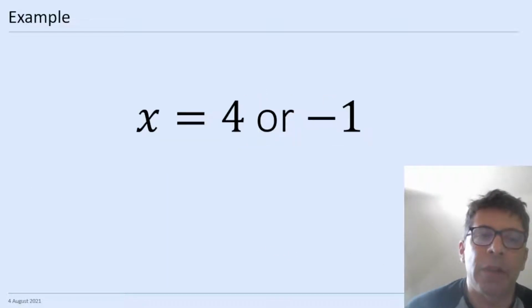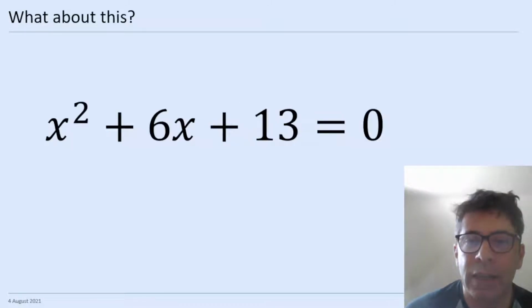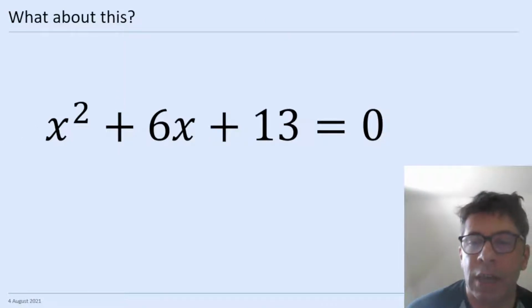If it's plus, then 3 plus 5 over 2 is 4. If it's minus, then 3 minus 5 is minus 2, over 2 is minus 1. So x equals 4 or minus 1. That is easy. But what about this? x squared plus 6x plus 13 is 0.